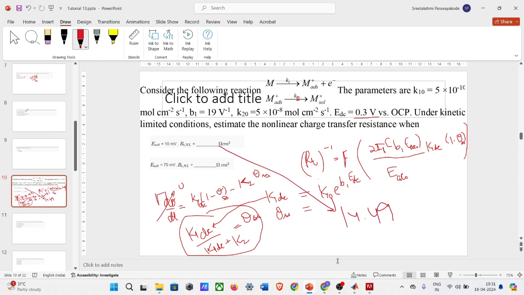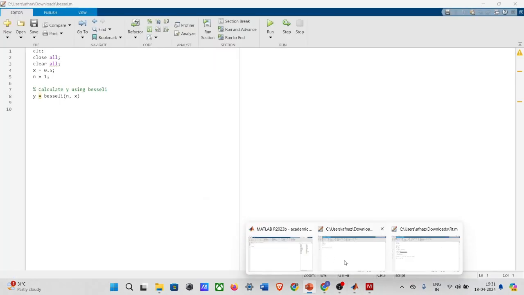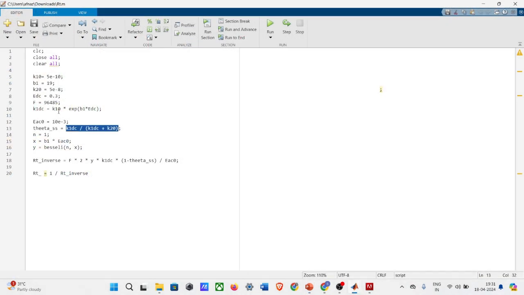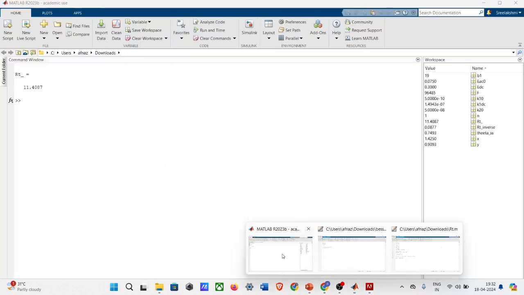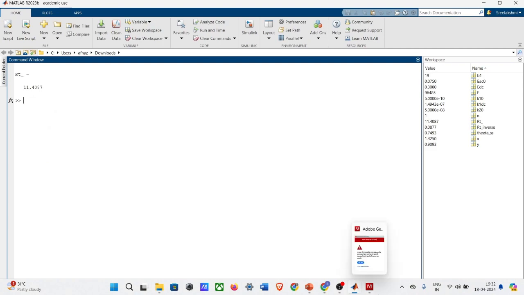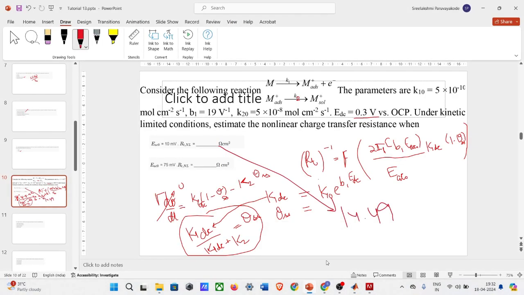Now, next one is for 75 millivolt. So for the same code, I'll just change the value here. You see, right? EAC naught is 75 millivolt. I'll run it again. The answer I'm getting is 11.40. So here the answer is 11.40. So this is how the question has to be done.